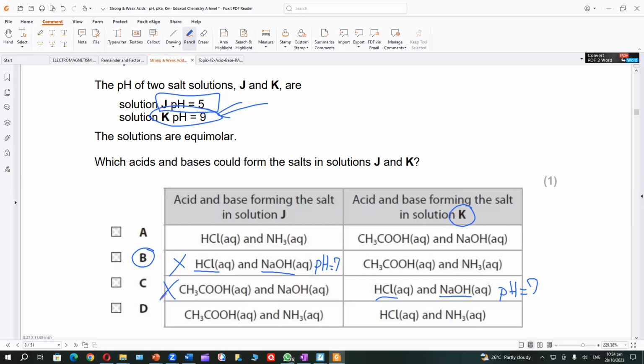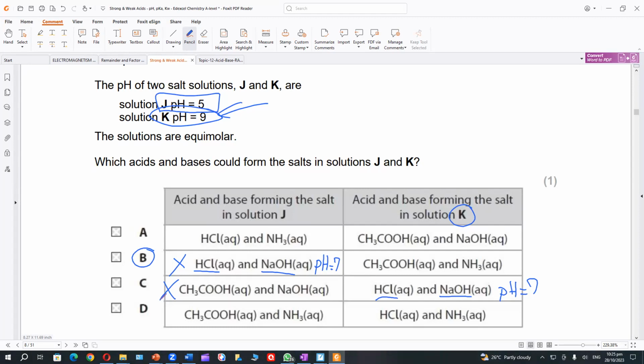Now, B and C are cancelled, but how do I select between A and D? HCl is a strong acid, and what about ammonia? Is ammonia a weak acid? Ammonia is a weak alkali. What are examples of strong alkali? NaOH, KOH. Okay, ammonia is a weak alkali.